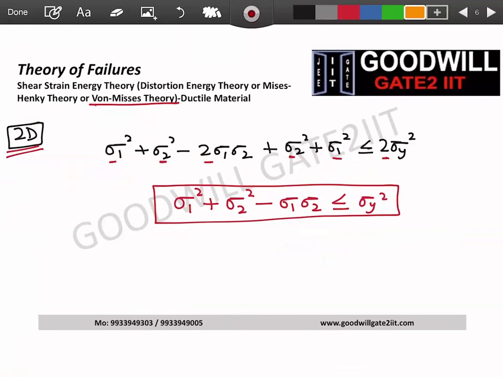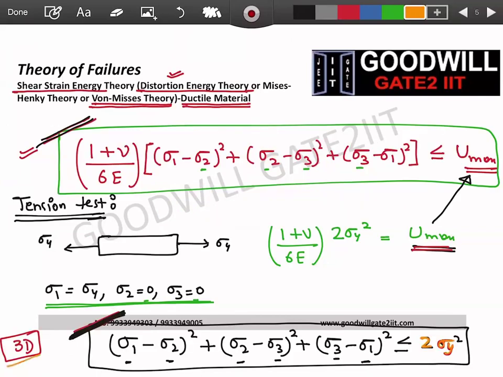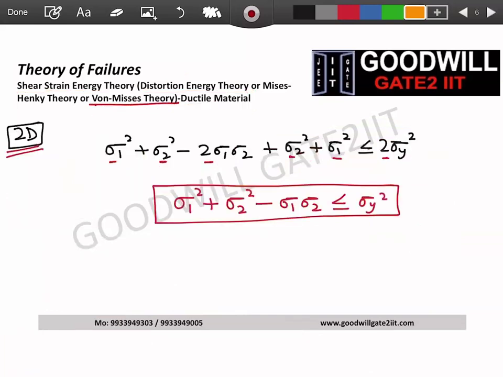So when you're learning for 3D, you have all sigma 1, sigma 2, sigma 3, and you have 2 here. When you go for 2D, this 2 got cancelled out and this is your final expression. I star mark this. I told you all of your GATE numericals till date are on this theory. Not only aerospace, even mechanical and civil has always gone to this formula only.